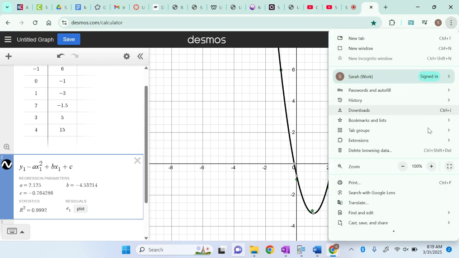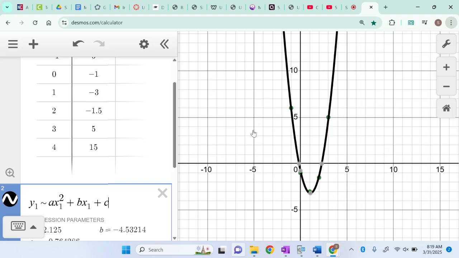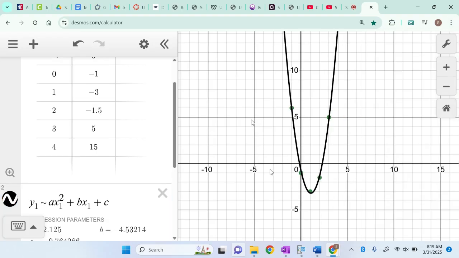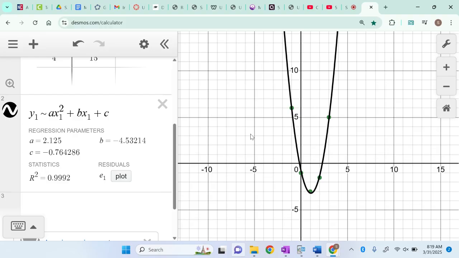Now, it's a little hard to see on my screen, so I'll zoom in a little bit. So it automatically graphs the equation for you, and it gives you the parameters as well. So just like with the TI-84, it gives you A, B, and C when you have AX squared plus BX plus C. And it also goes ahead and plots the graph for you.